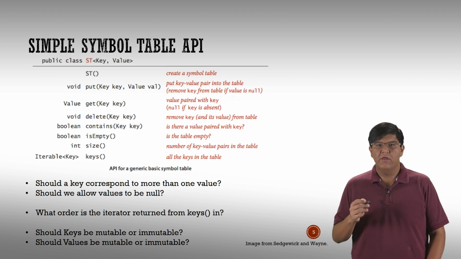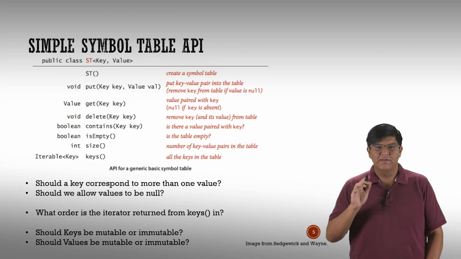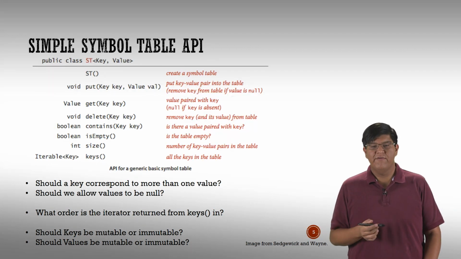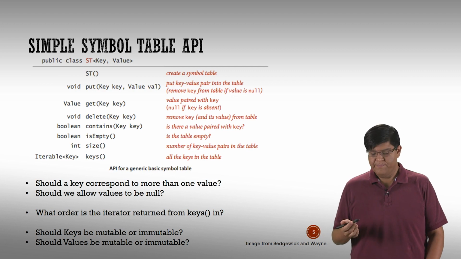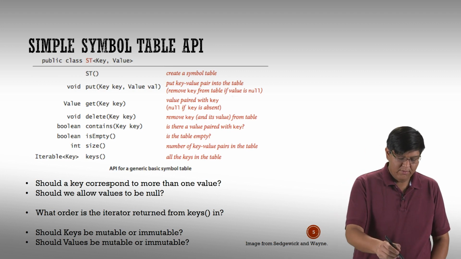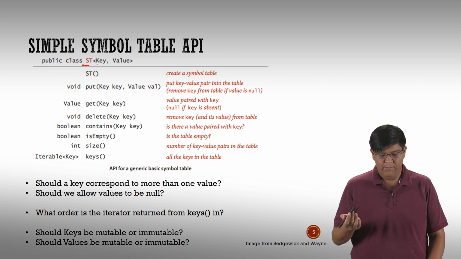So let's take a look at the full API for symbol tables. Now note that this API is basically one that's defined by a textbook. Not all APIs will look exactly like this, but for the sake of our discussion, for the sake of asking you to implement, this is what we'll look at. All right, so I have my symbol table, and you can basically think that this is an interface somewhere.